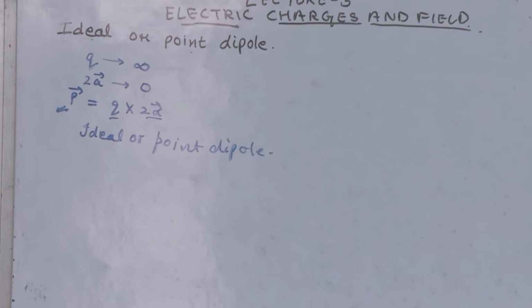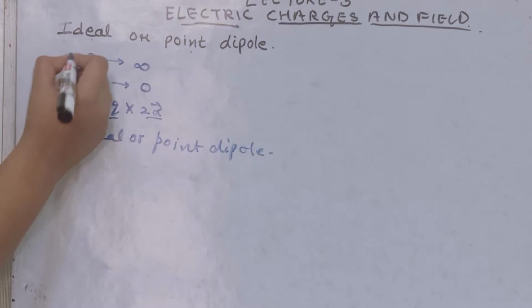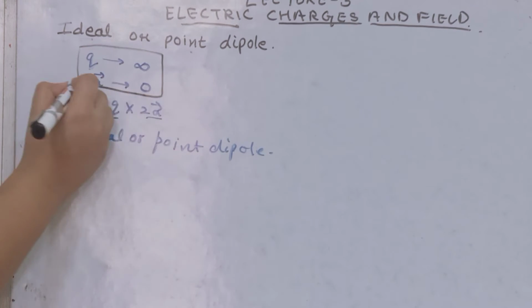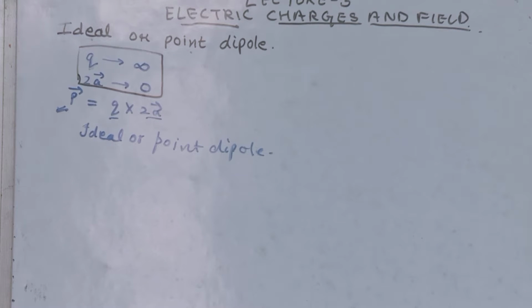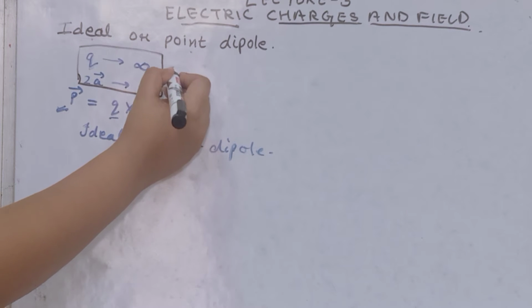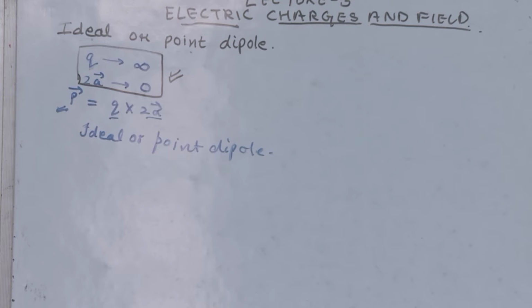For ideal and point dipole, you just have to remember this condition. Or if in a question, instead of values we are given that we are considering an ideal or point dipole, then you should remember that these are the conditions we have to apply.